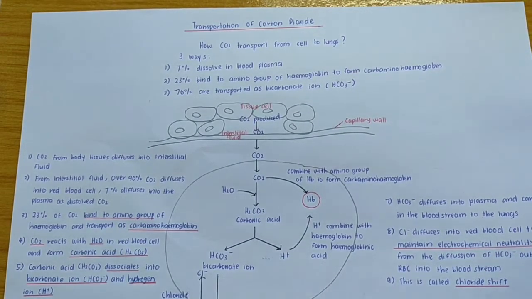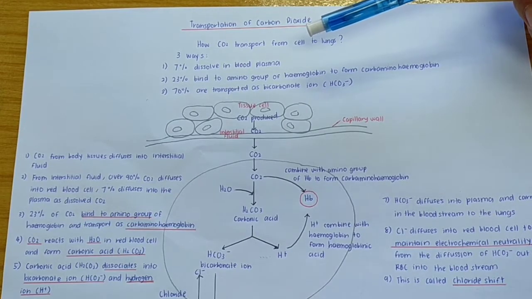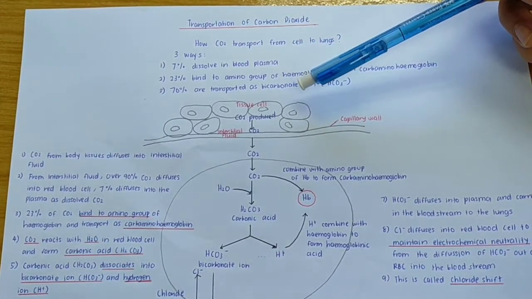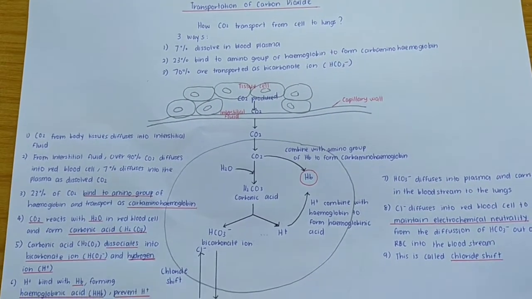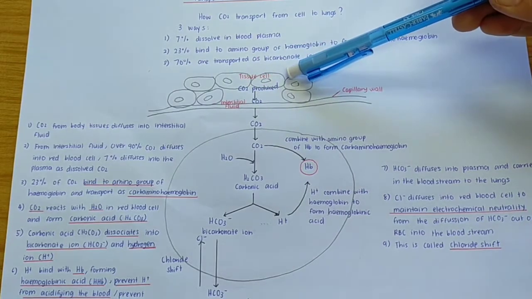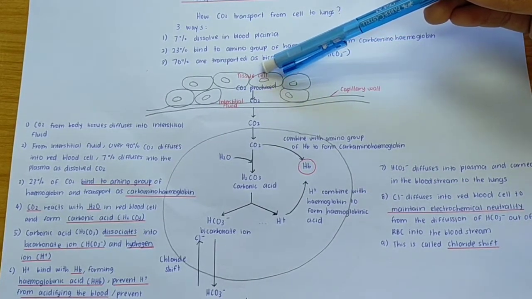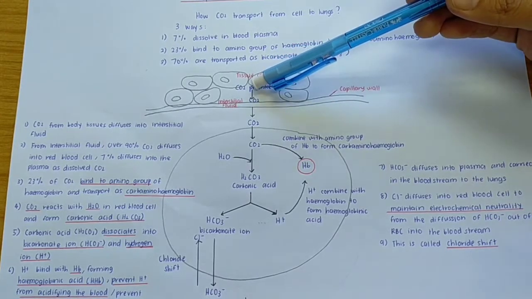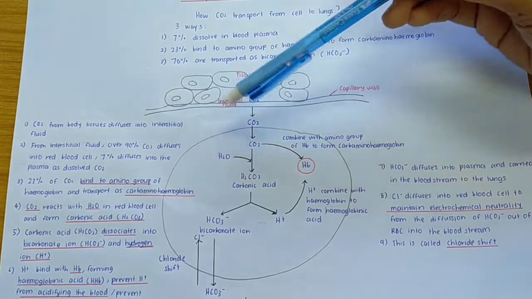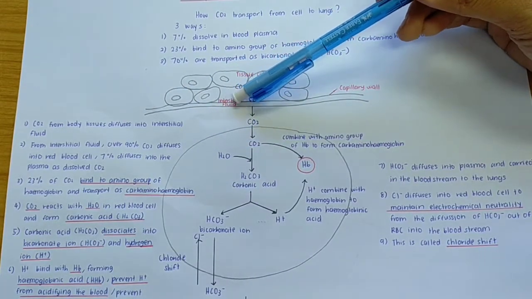Okay, so if you look at the three ways carbon dioxide is transported from the cell to the lung, mostly carbon dioxide is transported as bicarbonate ion. So how does the process occur? Let's say this is the diagram of the tissue cell. When this tissue cell undergoes respiration, it will produce carbon dioxide. Firstly, carbon dioxide from body tissue will diffuse into the interstitial fluid. So this is what we call interstitial fluid.